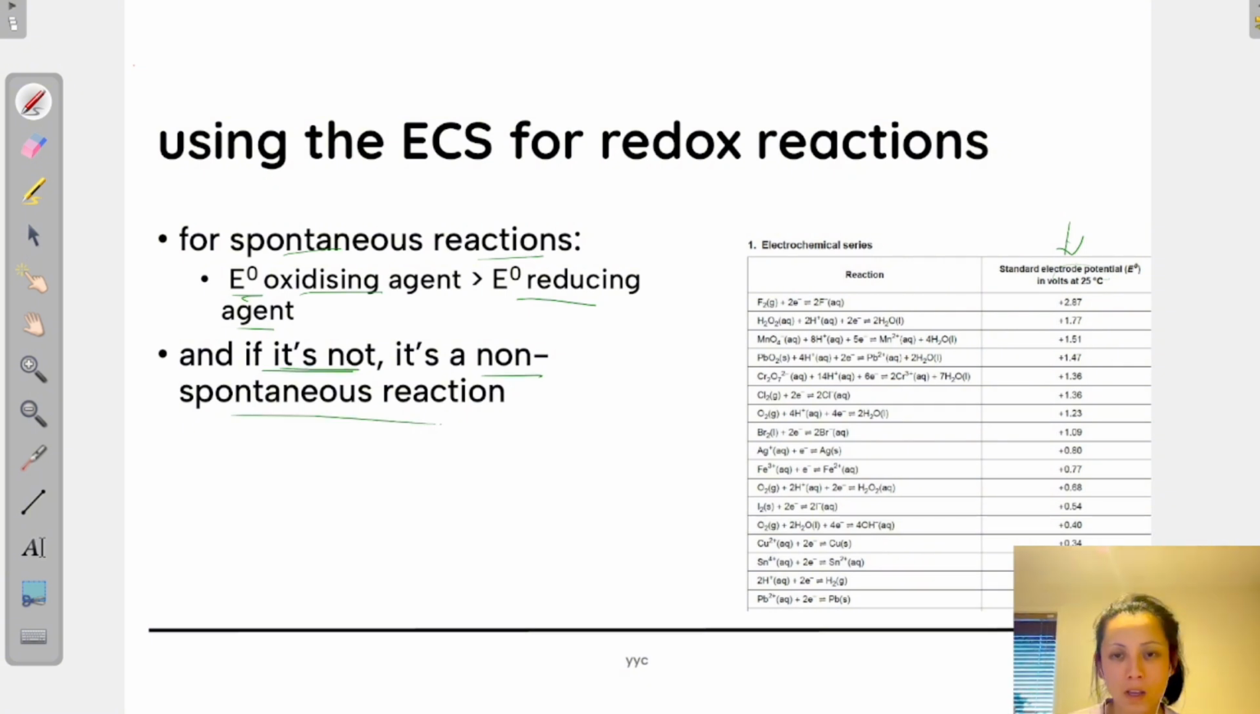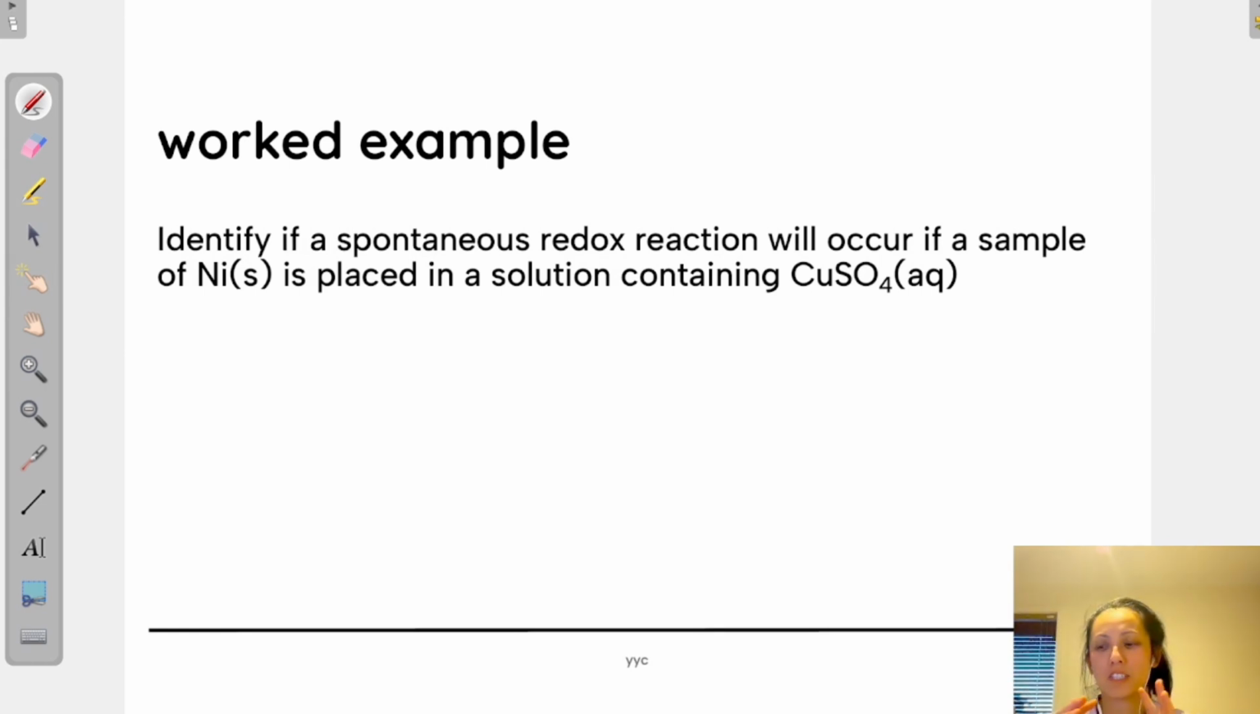So for example, what we said before, let's just say I want to react fluorine gas, so that's my strongest oxidizing agent, with lead, that's my strongest reducing agent. Now if you compare the two values, the strongest oxidizing agent has a value of plus 2.87. The strongest reducing agent has a value of negative 0.13. Now, because this value for the strongest oxidizing agent is larger than the strongest reducing agent, that means a spontaneous reaction will occur.